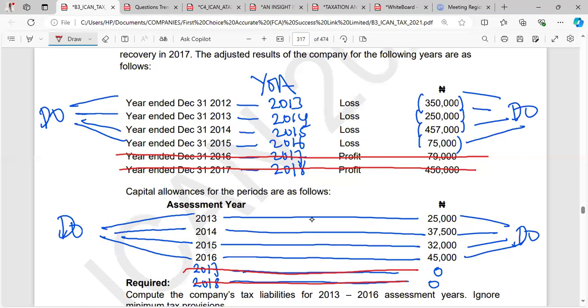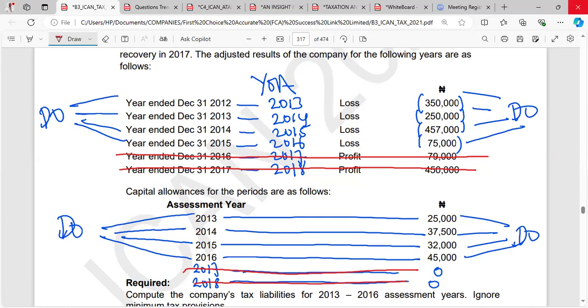The capital allowances will also be carried forward for the whole year. And so your assessable profit for each of them will be 0. Your company income tax for each of them will be 0. Your education tax for each of them will also be 0. So that's it. So we solved this question, but I want you to do it in your own book and actually solve it.